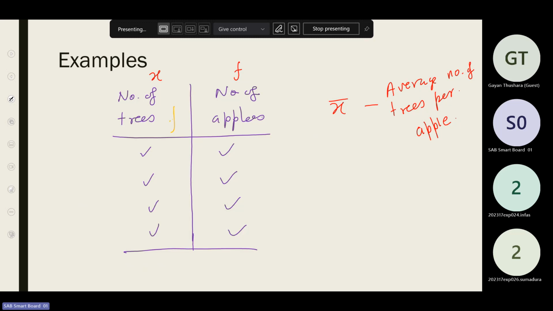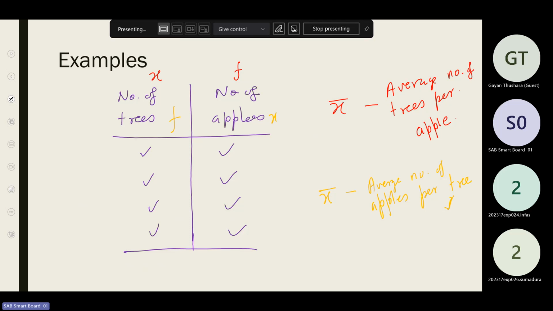So if this is my F and this is my X, I will again be calculating the X bar. So how am I going to explain my X bar? Average number of apples per tree, right? Average number of apples per tree. Okay, so out of these two, this sounds good. So we take this way.